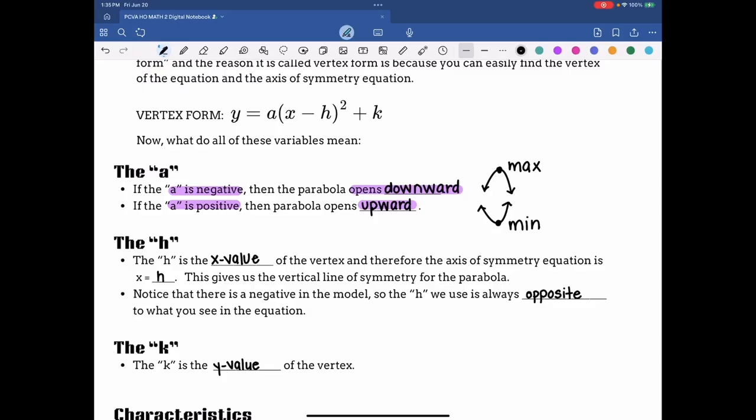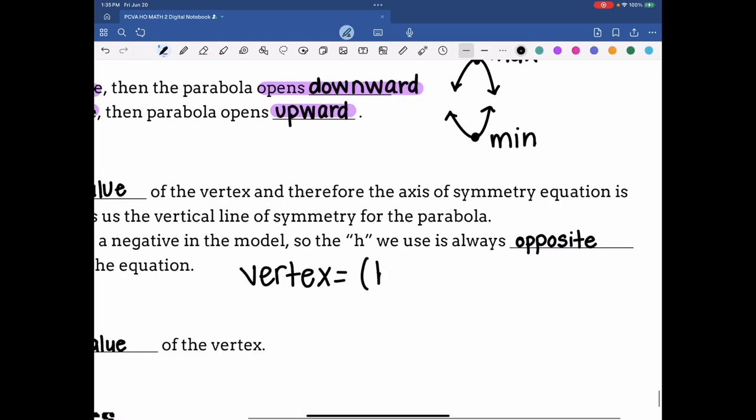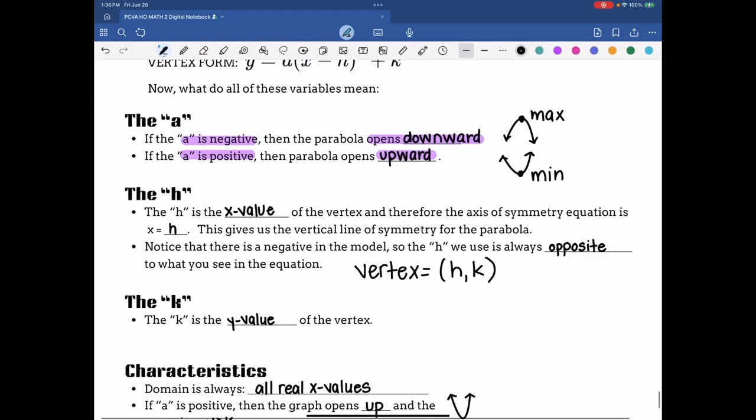So the H is the X value. However, it has to be the opposite value. So the typical formula for this is going to be X minus H. So when we substitute the H in, it's always the opposite. Now, that means that my vertex is going to be the H value and the K value. Now, the K value is standing alone, so you always take the K value as is. And that is also going to be something you need to remember for when we get to transformations, because we're going to be using those values as well.